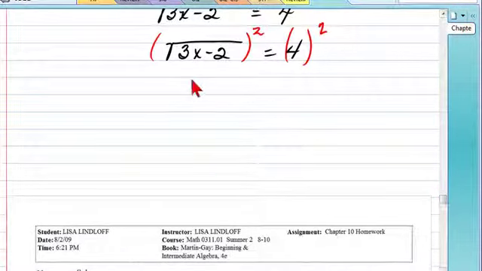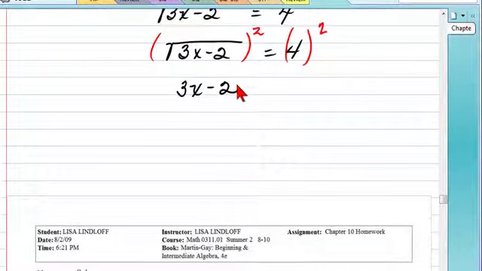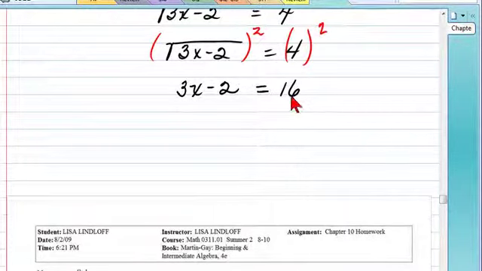What happens when you square a square root? The radicand just kind of pops out. So I'm going to end up with 3x minus 2. No sign changes because that was all under the radical. It comes out exactly as it was, equals, when you square 4, you get 16.